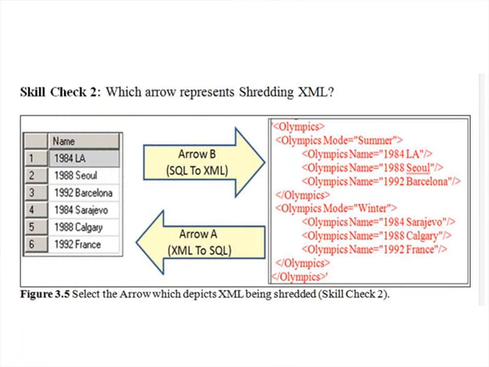Skill Check 2. Which arrow represents shredding XML?